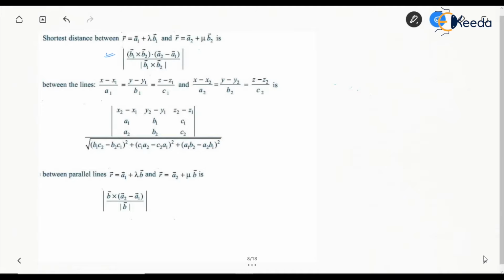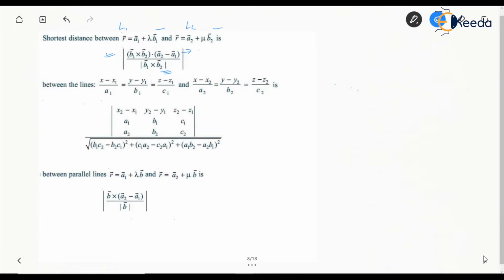So if this is giving the direction ratio for two lines L1 and L2, we have to do the cross product, and this is nothing but the scalar triple product of a2 minus a1 divided by b1 cross b2, and this is the magnitude of the cross product of b1 and b2.